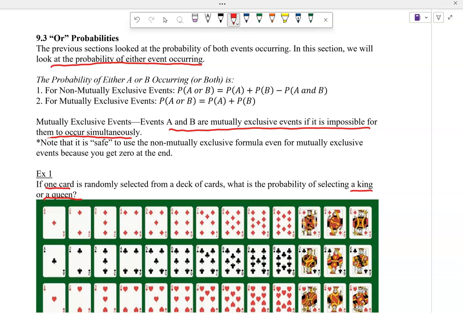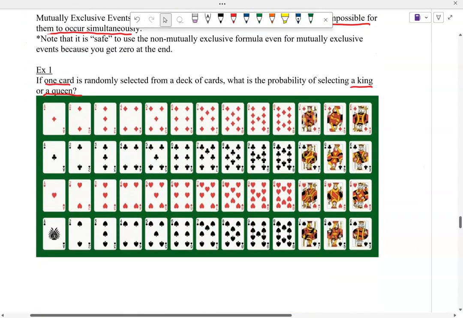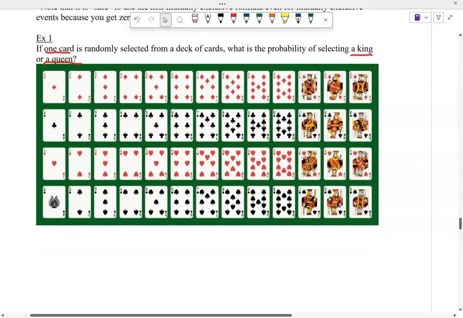So it's always safe to use the non-mutually exclusive events formula, because if it's mutually exclusive, you'll just be subtracting 0 there anyway. So I always just assume that they're non-mutually exclusive so that I won't mess it up either way, because it's safe to use the non-mutually exclusive formula. So let's look at this one, for example.